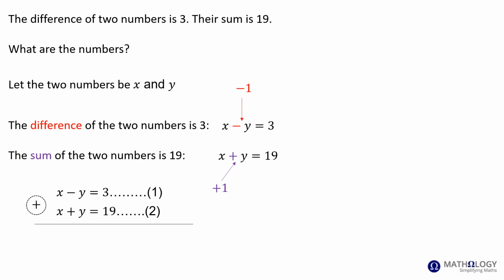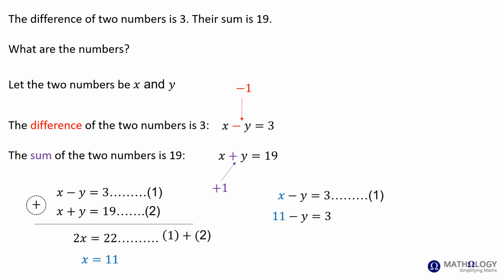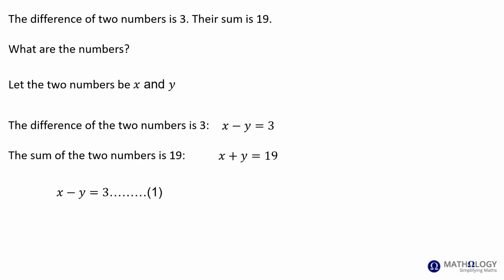So, adding all the terms of equation 1 to those of equation 2 gives us 2x equals 22, and therefore x equals 11. In order to determine the value of y, substitute this value of x into either of the equations. It doesn't matter which equation you choose to substitute into. Y therefore equals 8.